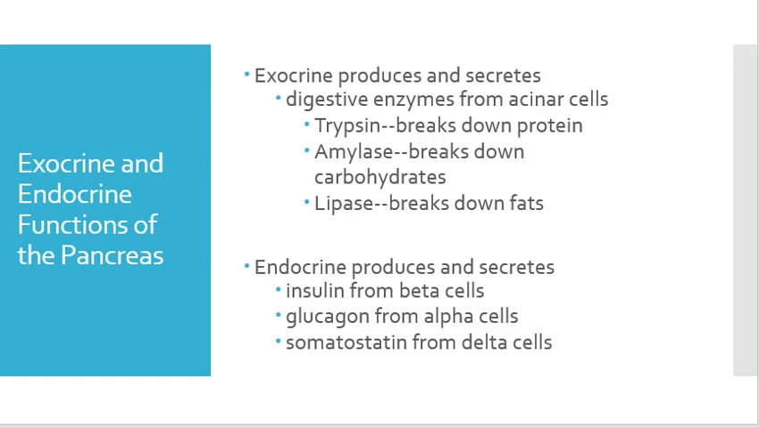Whereas the endocrine produces and secretes insulin from beta cells, which converts glucose into glycogen and lowers blood glucose levels. Glucagon from alpha cells, which converts glycogen to glucose and raises blood glucose levels. And somatostatin from delta cells, which inhibits the release of hormones such as insulin and gastrin.